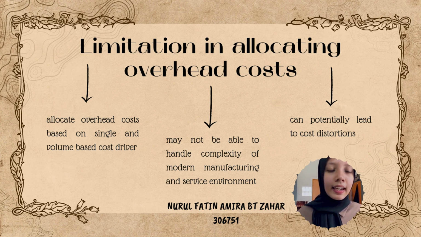This can result in inaccurate cost allocations, especially in companies where overhead costs are a significant portion of total costs and where different products or services use resources differently. Another limitation of traditional costing methods is that they may not be able to handle the complexity of modern manufacturing and service environments. Today's businesses often have diverse product lines, complex production processes, and a wide range of activities that generate overhead costs. Traditional costing methods may not be able to accurately capture the cost of these activities and allocate them to a product or service in a way that reflects their actual resource usage.